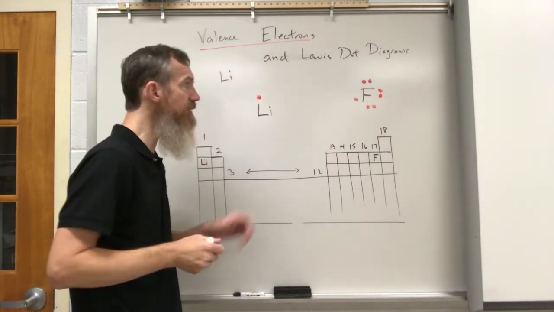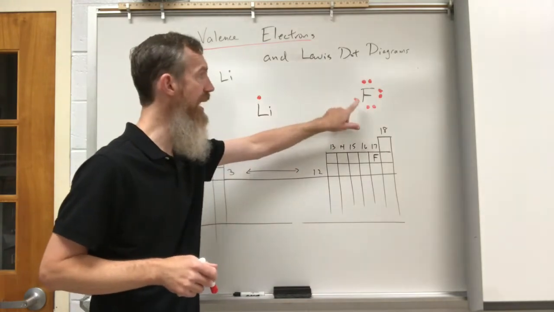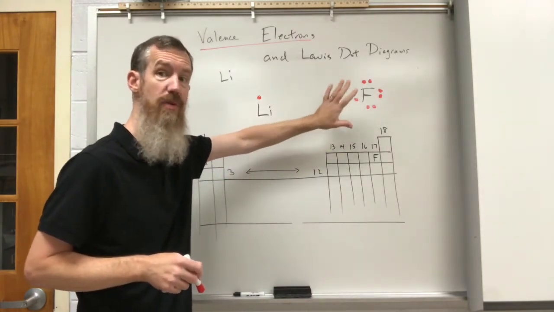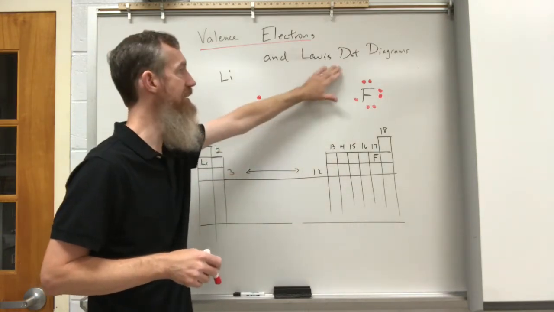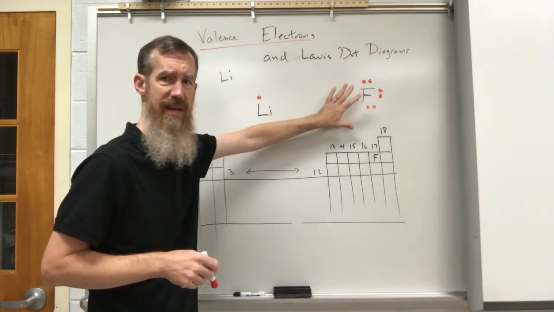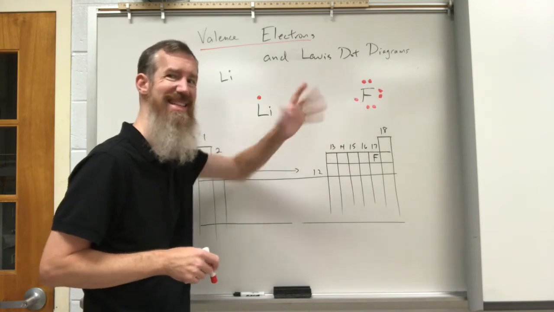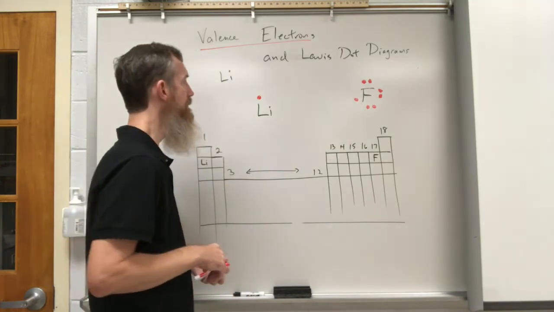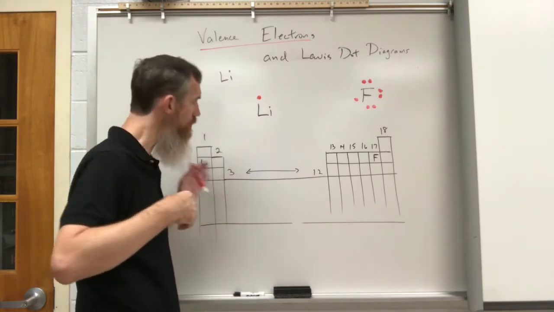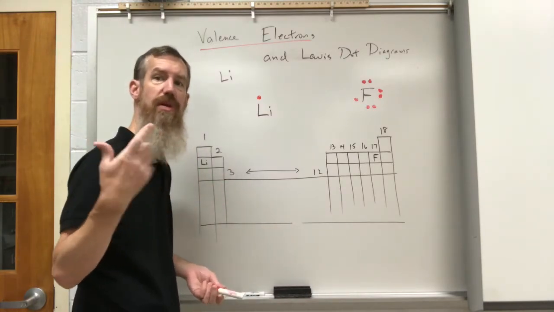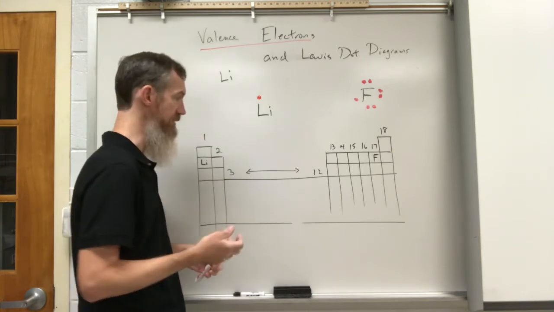The most you're ever going to have for dots, as you can see with the pattern here, is 8. You're never going to have more than 8 valence electrons. If you do a dot diagram and somehow you draw something with more than 8 dots around the element, you did something wrong. So I'm not going to go through all of the rest of the elements, but I do want to show you a pattern that's going on here.